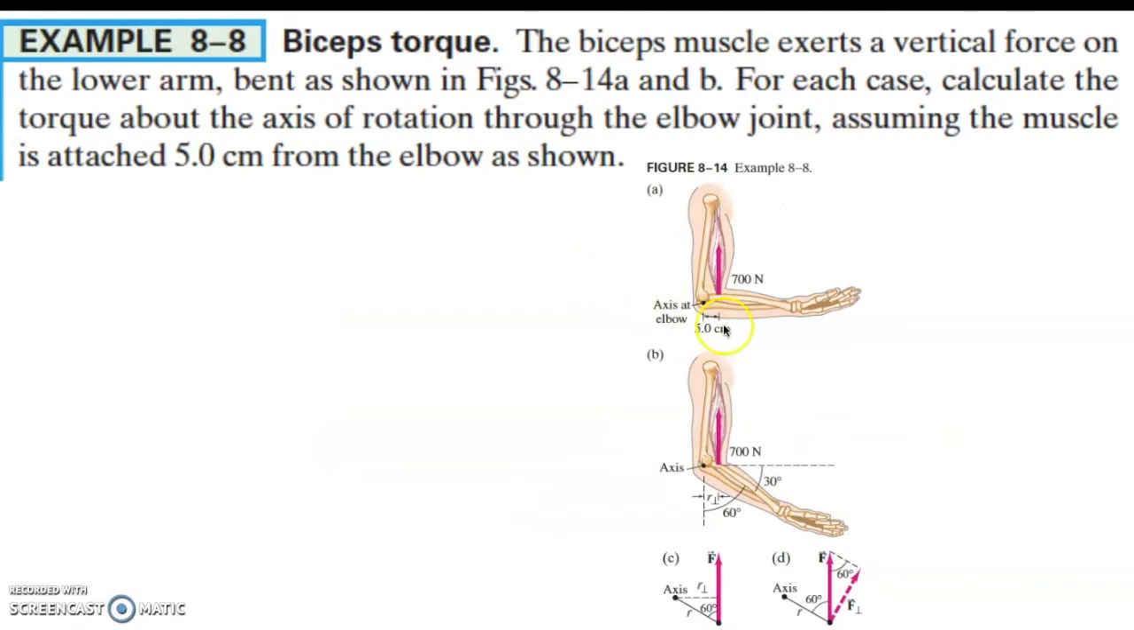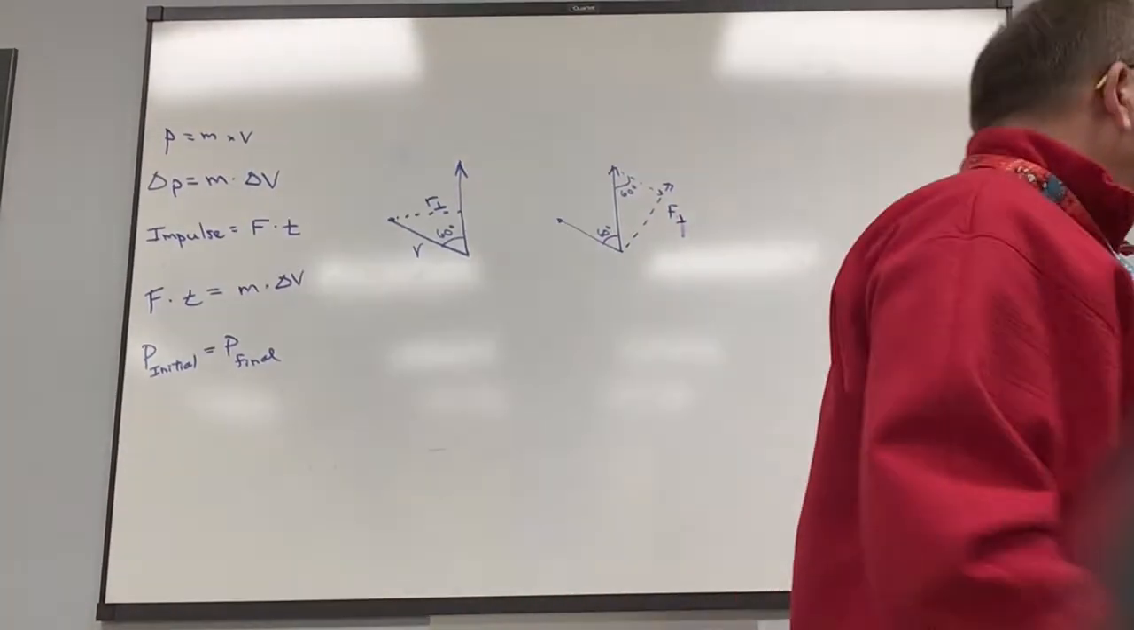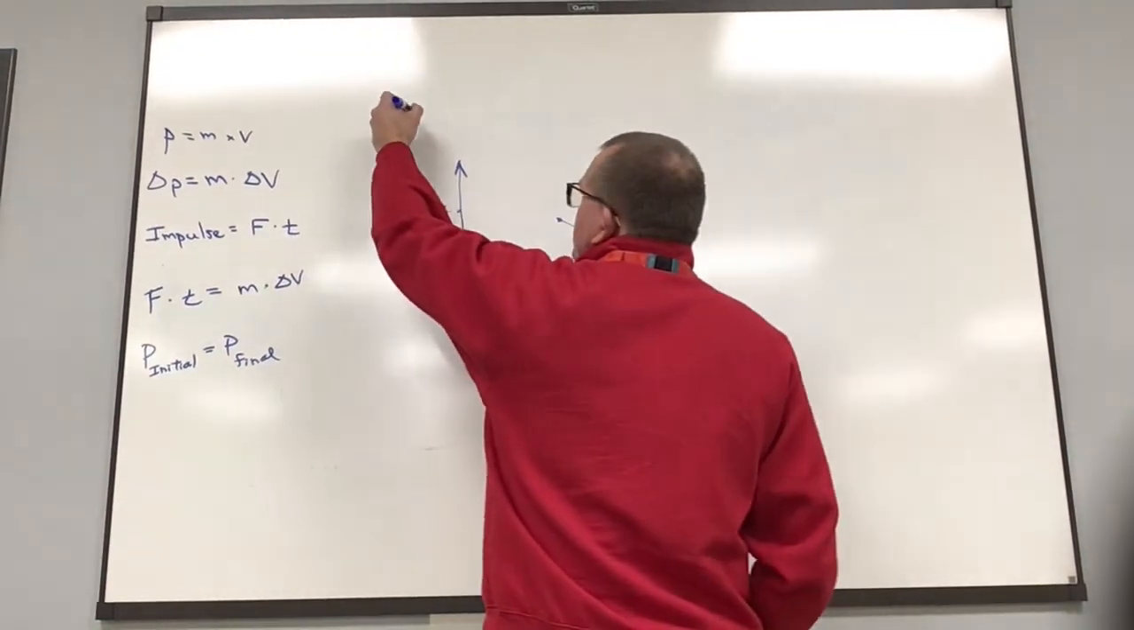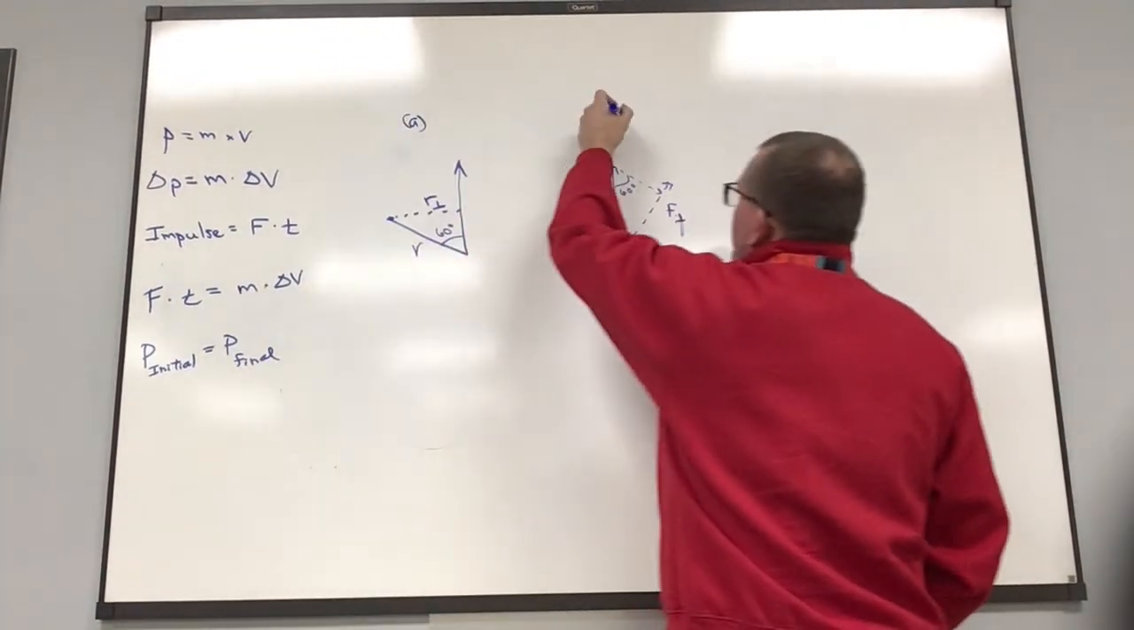So here's something, and again, we're going to do the math with that. I just wanted to show it to you. So biceps torque. The biceps muscle exerts a vertical force in the lower arm bent as shown in these figures that we saw before. For each case, calculate the torque about the axis of rotation through the elbow joint, assuming the muscle is attached 5 centimeters from the elbow as shown, okay? Do it now. All right, so biceps torque. We've got two situations. I'm going to call this A and B.